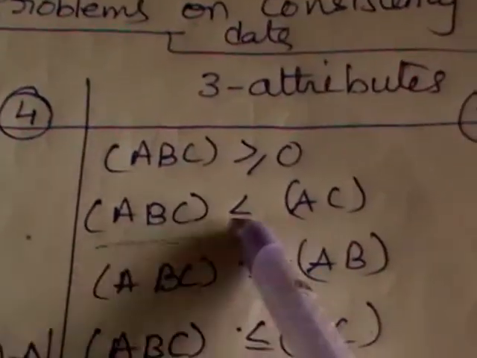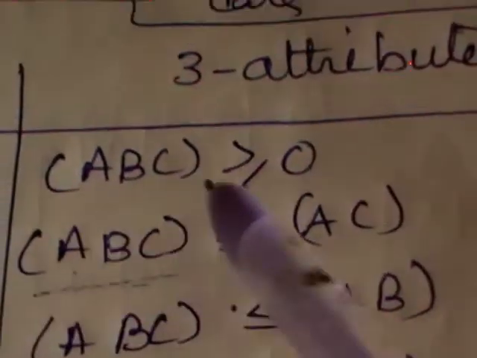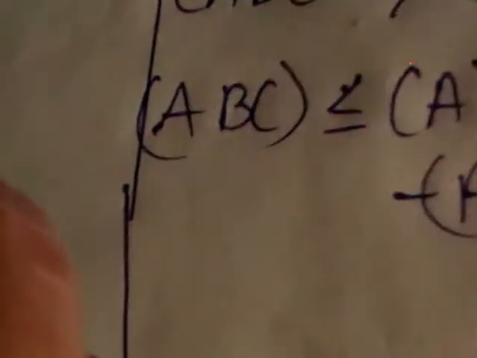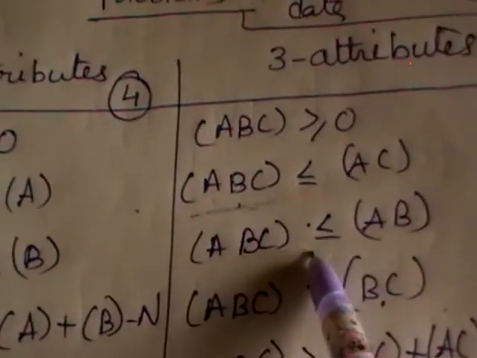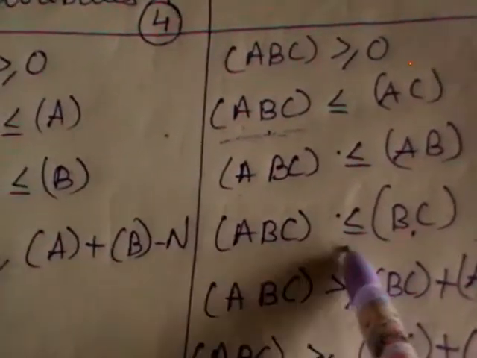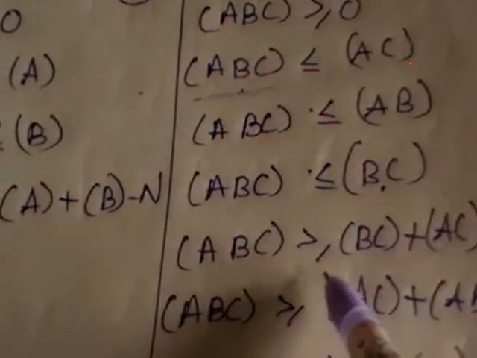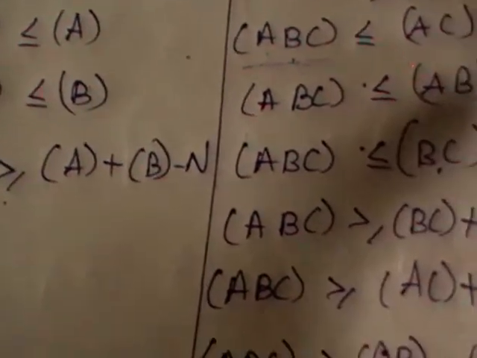So how to remember this? Always start with ABC. What are the second order combinations you will get? As you have A, B, C, in second order you get AB, BC and AC. So ABC less than or equal to AC, ABC less than or equal to AB, ABC less than or equal to BC. So these are the 3 depending upon the second order.